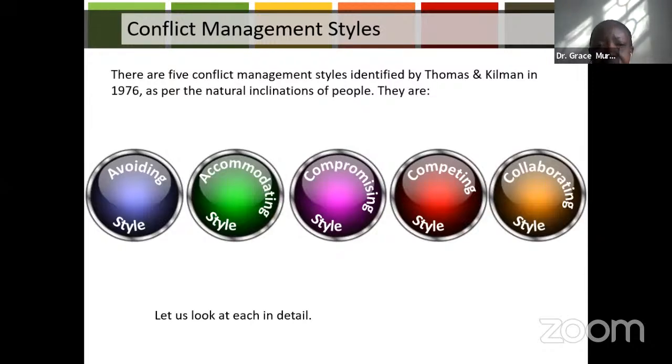Thomas and Kilmann came up with these five conflict management styles. Okay, so we have number one, avoiding, accommodating, number two, compromising, competing, and collaboration.